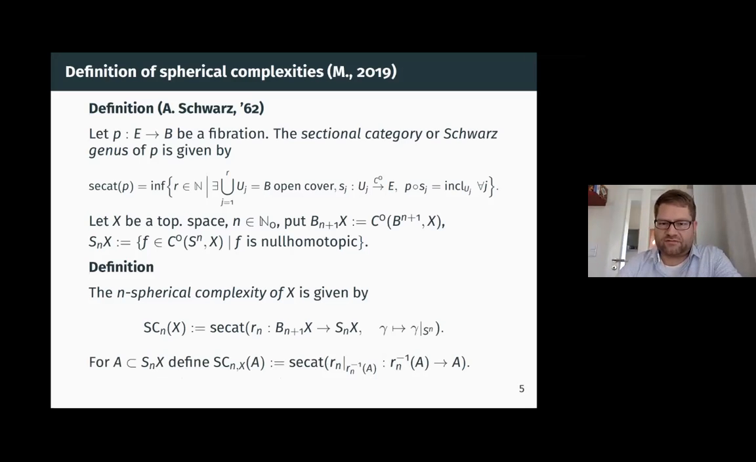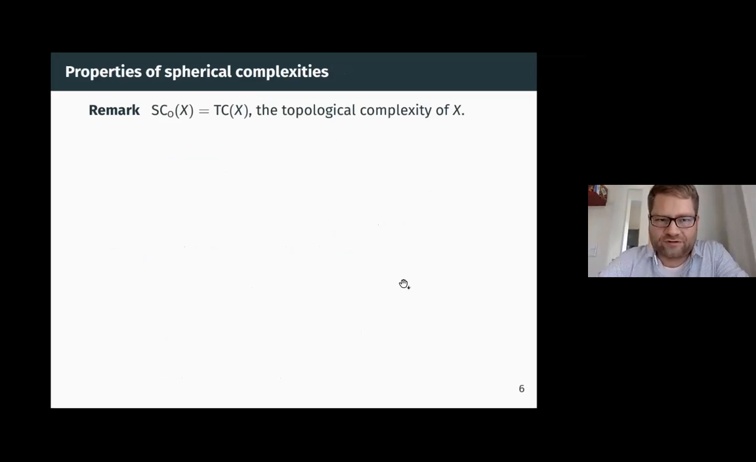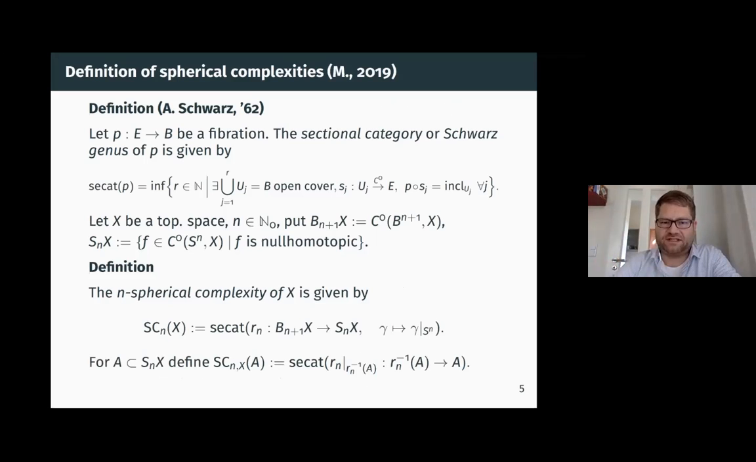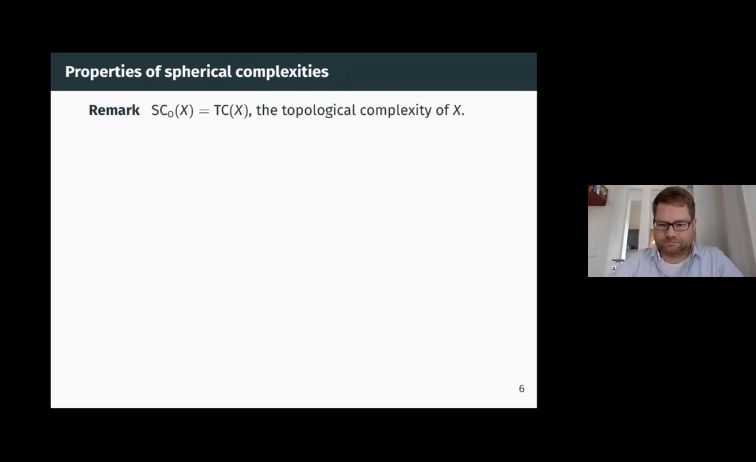First of all, and that's kind of the justification for why I'm talking at this conference, if we put n equal to 0, we obtain the topological complexity. In that sense, I am generalizing TC in this way, because if n is equal to 0, we have maps from the 0 sphere to X, which is nothing but a map of 2 points, so we just get X times X. And the space of one-dimensional balls in X is nothing but the path space, and the restriction is then precisely the fibration which evaluates the path at its ends. So this is really a generalization of TC.